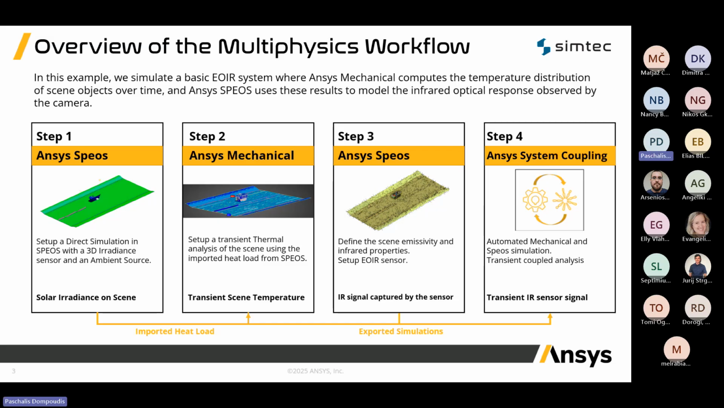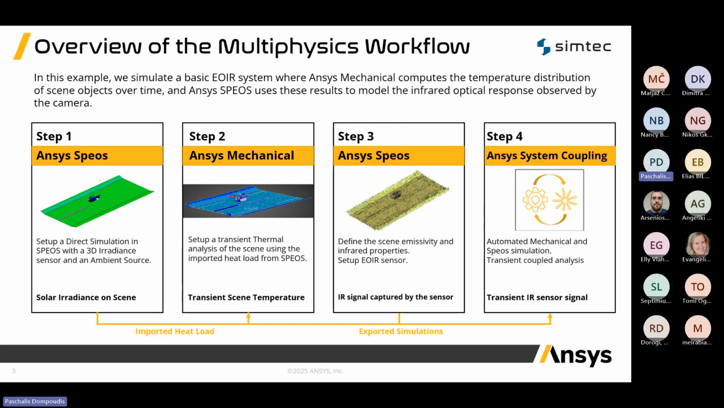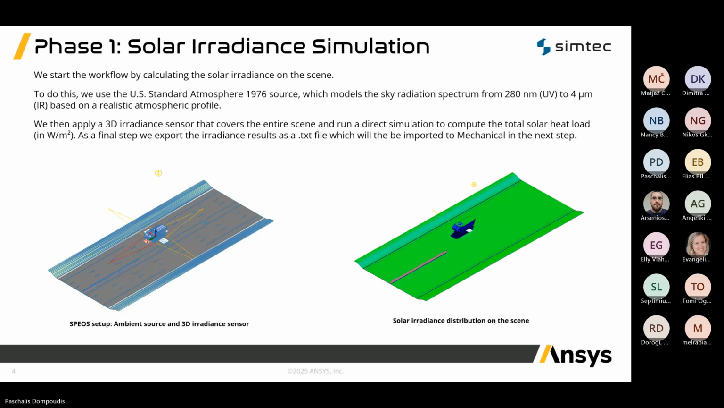And finally, in step four, we automate this entire loop using Ansys System Coupling, which manages the data exchange between the thermal and optical simulations. So the final result is the time-varying infrared signal as captured by our sensor. So we begin with the first phase, the solar irradiance simulation. The main goal here is to accurately calculate how much energy from the sun is absorbed by our scene. So this result will be the primary input for our thermal analysis.